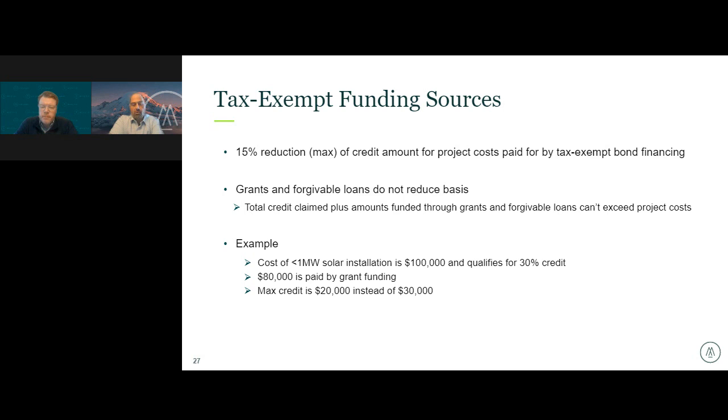When we originally were looking at this, there was some thought that you would take the 30% credit on $20,000 instead of on the full $100,000. But the IRS did allow you to claim it on that full $100,000, just reduce it by the amount of that grant funding that exists.